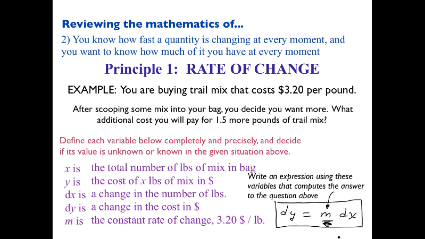Okay. Does it make sense? So this little formula, you inherently knew what to do, but this models that. So this dy equals m dx is the math behind what you did to find out what your change in cost was. And that formula modeled that way with those symbols is really, really important, okay?